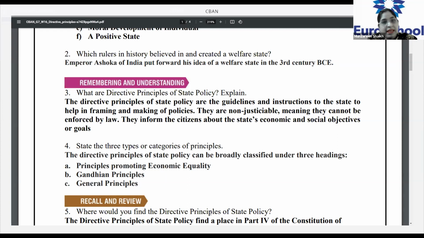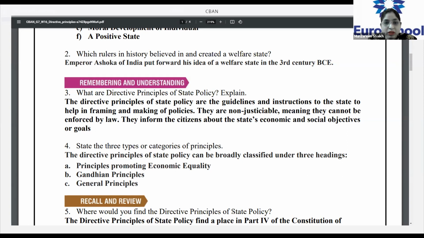Understood the first point? Second point is that this particular principle, that is the directive principle, is non-justiciable. Means what? What do we mean by non-justiciable? Meaning they cannot be enforced by law. Very good, Yash. Meaning that they cannot be enforced by law. Okay, they inform the citizens about states' economic, social, and objective goals. Economic and social objectives. Okay, so directive principles inform the citizens what are the social and what are the economic goals and objectives. Have you all understood?